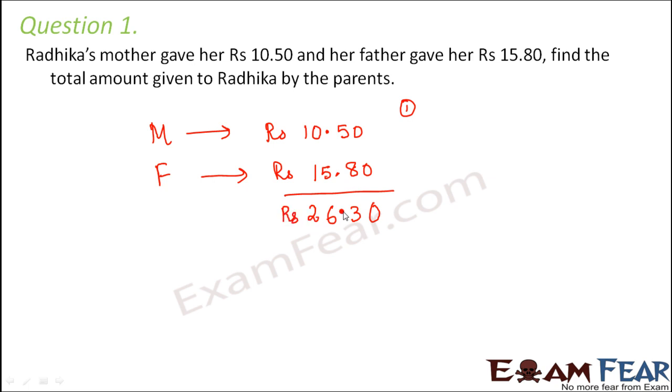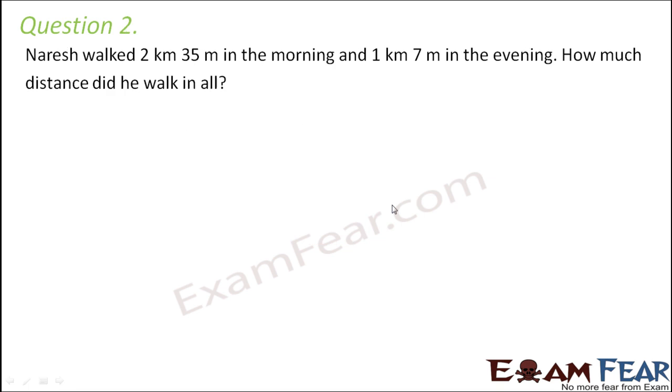Please do not forget to put the decimal point, because if you do not put the decimal point, it becomes 2630. But with the decimal point, it is rupees 26.30. And there is a huge difference between these two numbers. So it is very important that we put the decimal point correctly below the decimal point of the two numbers. Fine. So now we know that Radhika has a total amount of rupees 26.30. Let's move on to the next question.